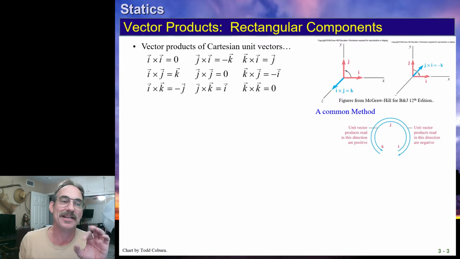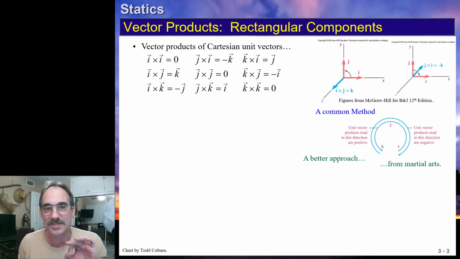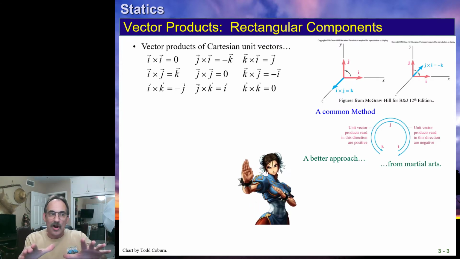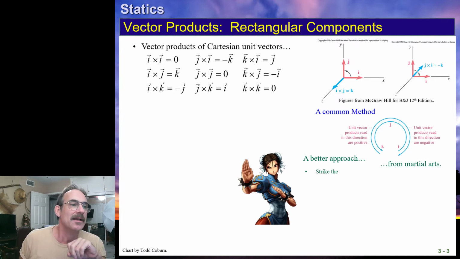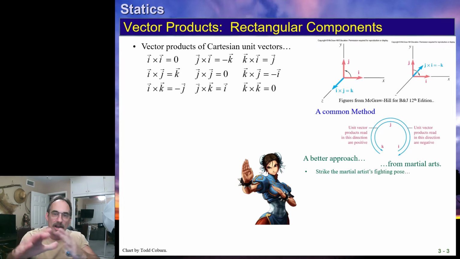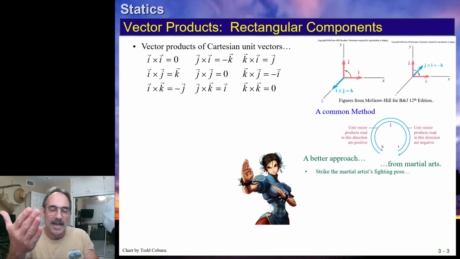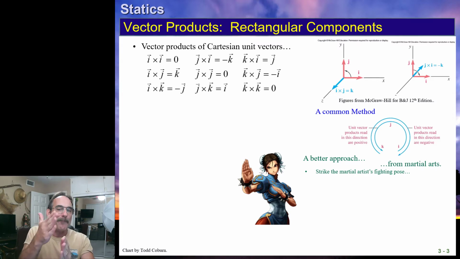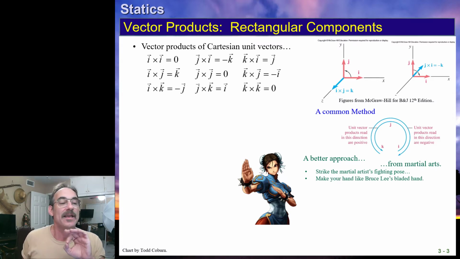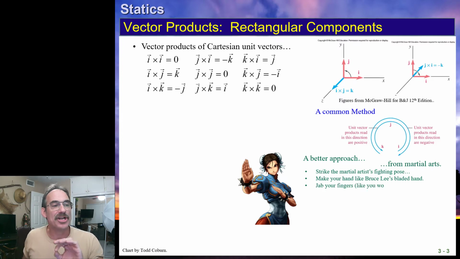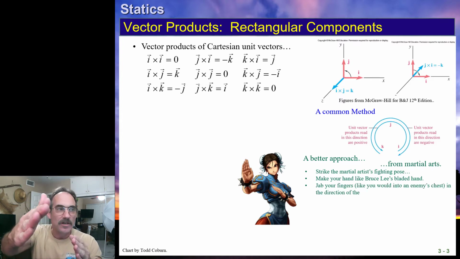Now, if this isn't clear, let's just do a review of what the right-hand rule is. And if you've ever taken martial arts, this is your key, okay? So Bruce Lee was the master of this idea. Basically, you're going to strike your martial art pose, and you're going to put your hand as a weapon like a blade, okay? You're going to take your bladed hand, and you're going to jab your fingers toward the first direction.